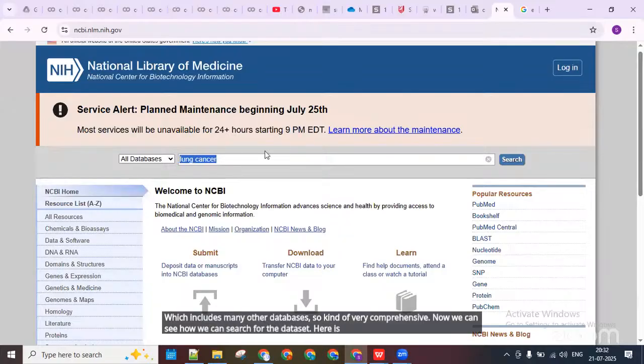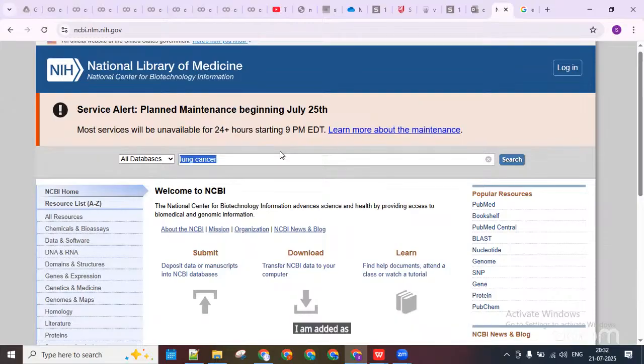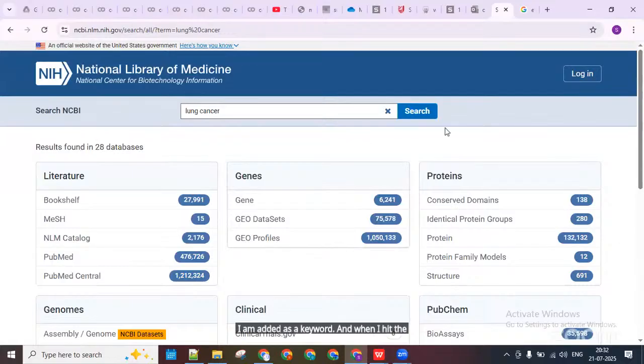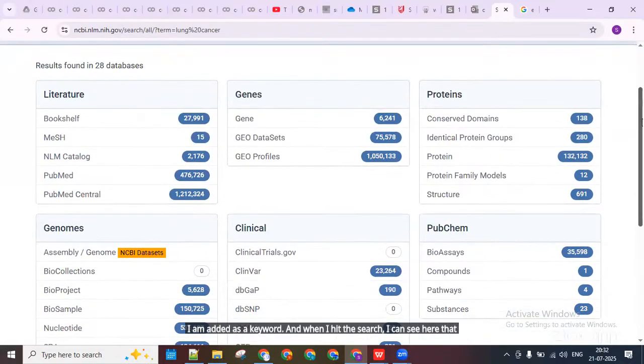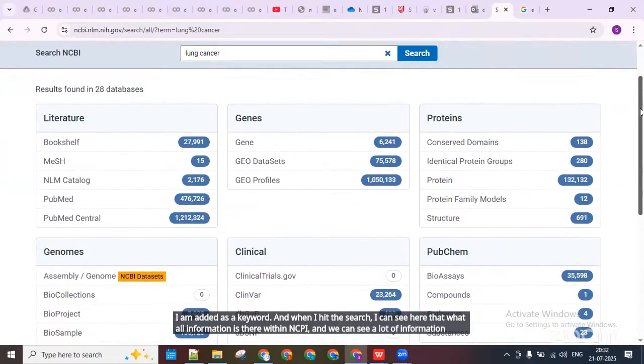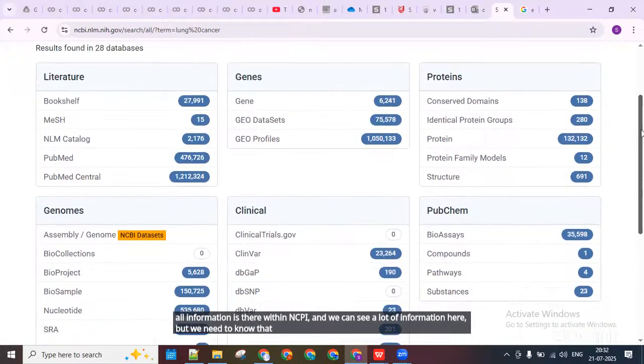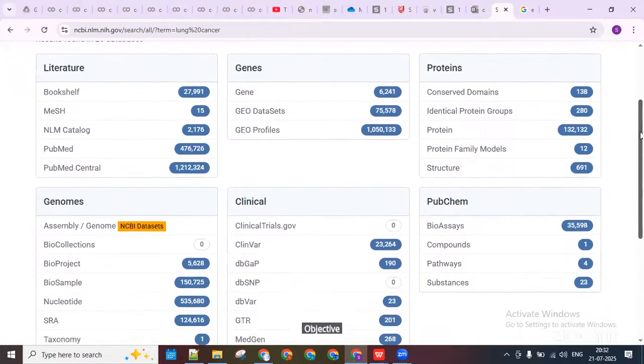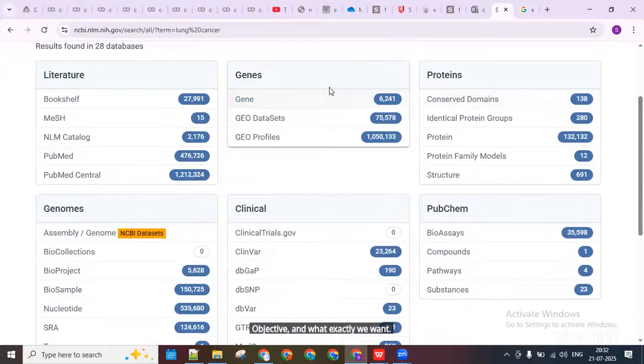Here is the lung cancer I have added as a keyword, and when I hit the search, I can see what all information is there within NCBI, and we can see a lot of information here. But we need to know what our objective is and what exactly we want. If we are interested in genes specific to lung cancer, we can hit this particular option where we can see 6,000 informations are there.